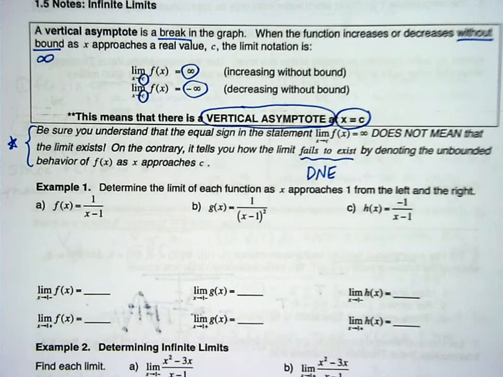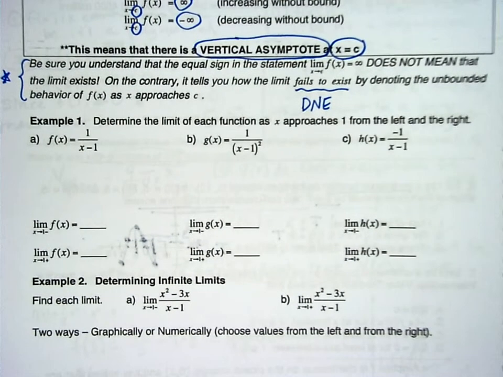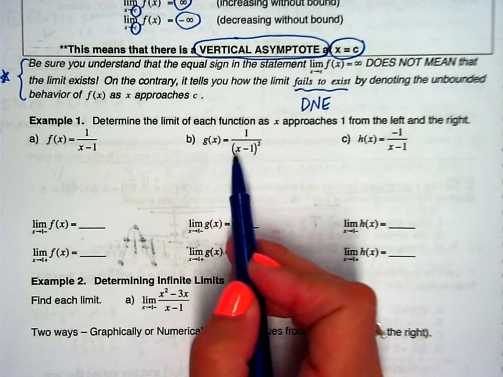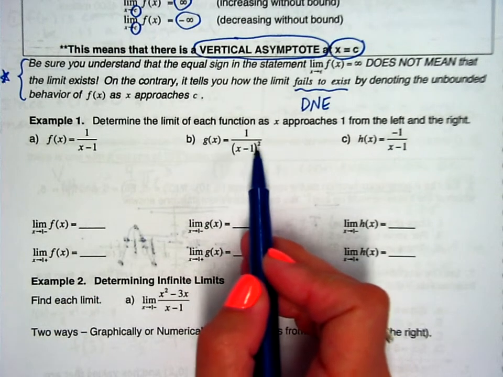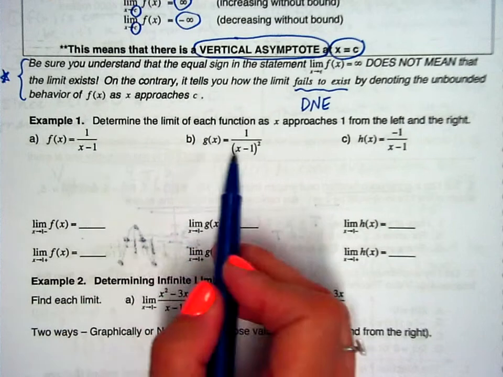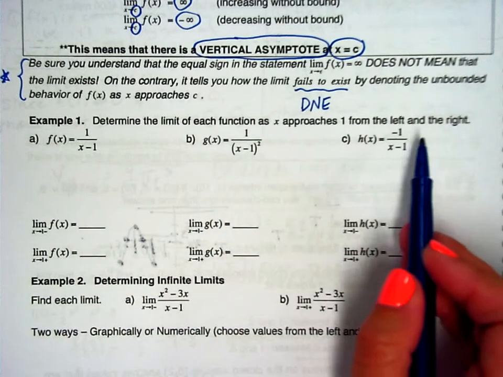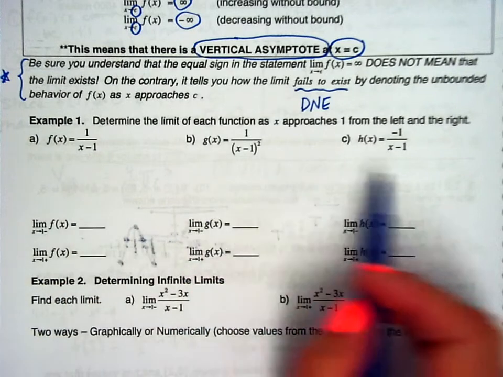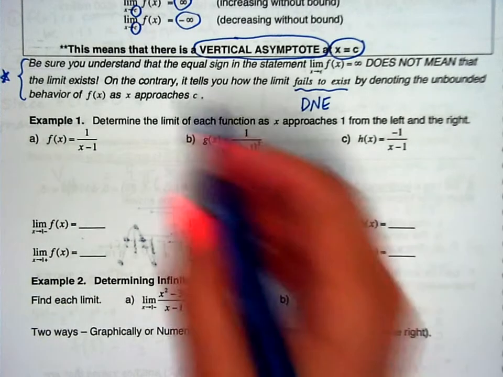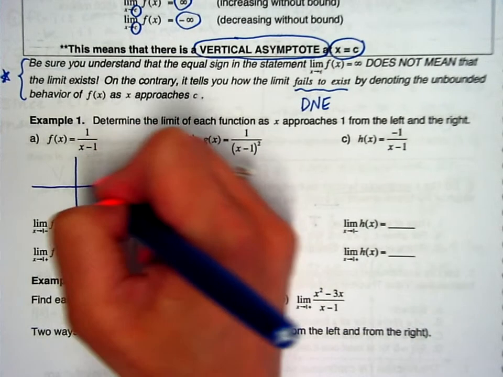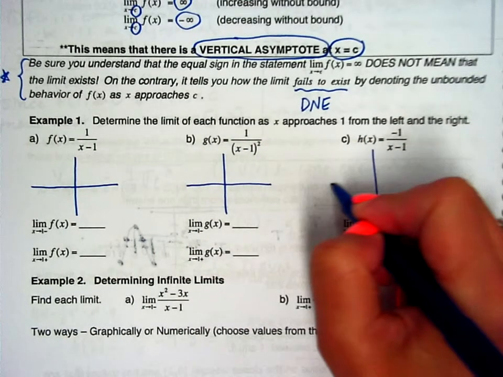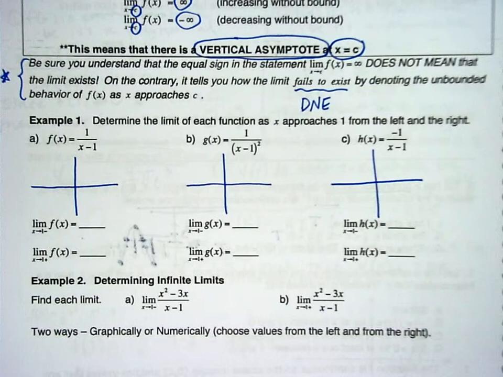So let's refresh our memory on how to graph. I want you guys to graph these three. You've got 1 over x minus 1, 1 over x minus 1 quantity squared, very similar, but how are a and b different? And then another similar one, negative 1 over x minus 1. How are all of these different? Just go ahead and do a quick sketch. Let's see how you would graph those three, and then we'll talk about infinite limits.